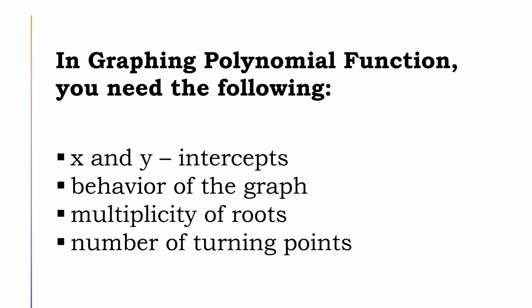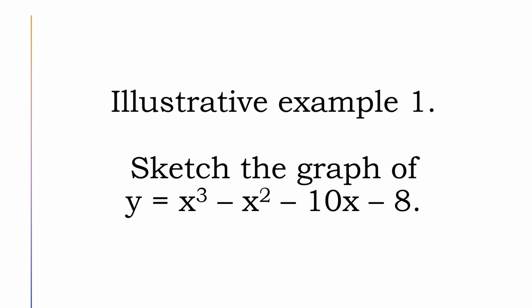In graphing polynomial function, you need the following. The first one is x and y intercepts, behavior of the graph, multiplicity of roots, and number of turning points. So let us have an example. Let us sketch the graph of y equals x cubed minus x squared minus 10x minus 8. So let us now solve first for x and y intercept.